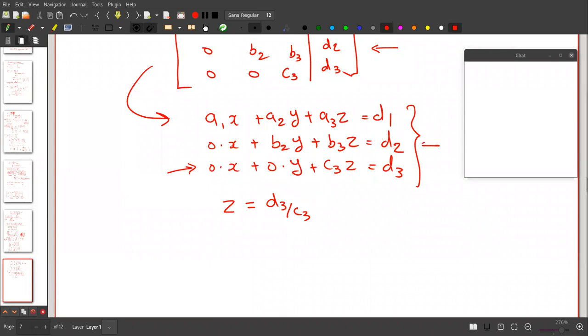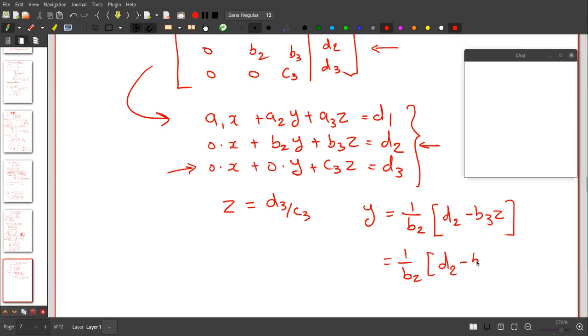Since you know z, you can calculate y directly from here. So what will be y? y equals 1 by B2 times D2 minus B3 z. And what is z? That is D3 by C3. Fine. Now you know y and z, then you can calculate x by putting this y and z to the right side and dividing by the coefficient of x. So you will get x also. So the equation got solved. Am I clear up to this point?